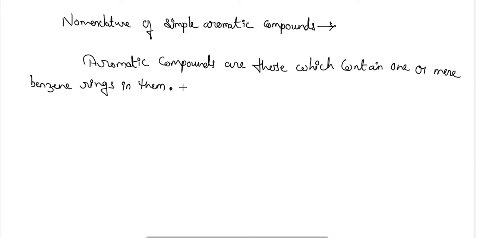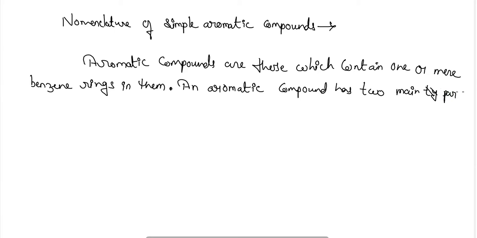Okay, so an aromatic compound has two main parts. The one is the nucleus and the other part is the side chain.